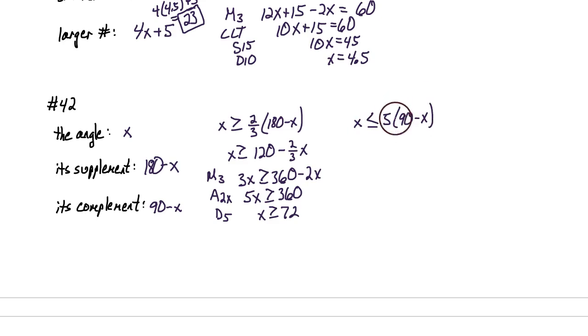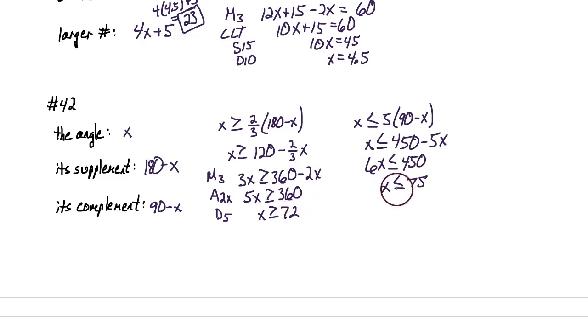Let's work with this one over here and see what it outputs for x. First, the distributive property. 5 times 90 is 450. And 5 times negative x is negative 5x. Now add 5x to both sides. We get 6x is less than or equal to 450. Now divide by 6. X is less than or equal to 75.